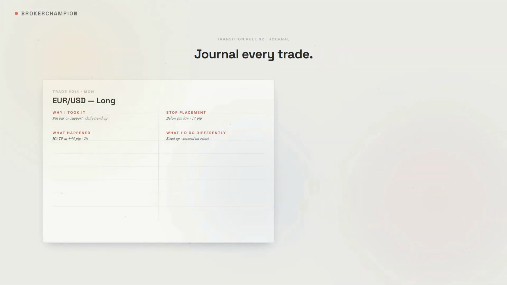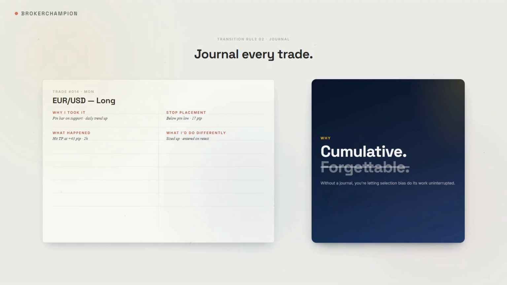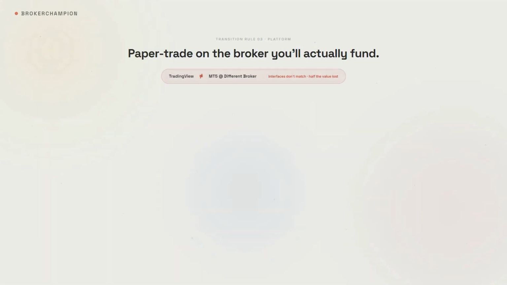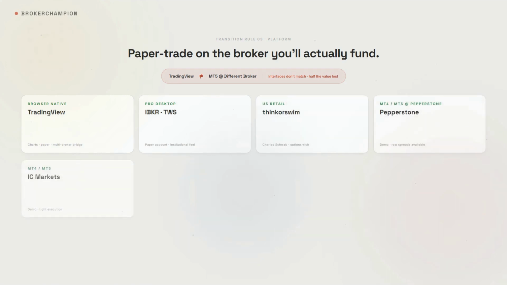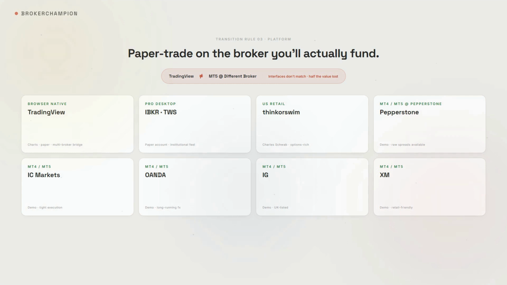Journal every trade, why you took it, where the stop went, what happened, what you'd do differently. The journal is what makes the practice cumulative instead of forgettable. And paper trade on the broker you'll actually fund. Practicing on TradingView and then funding an MT5 account at a different broker defeats half the value.